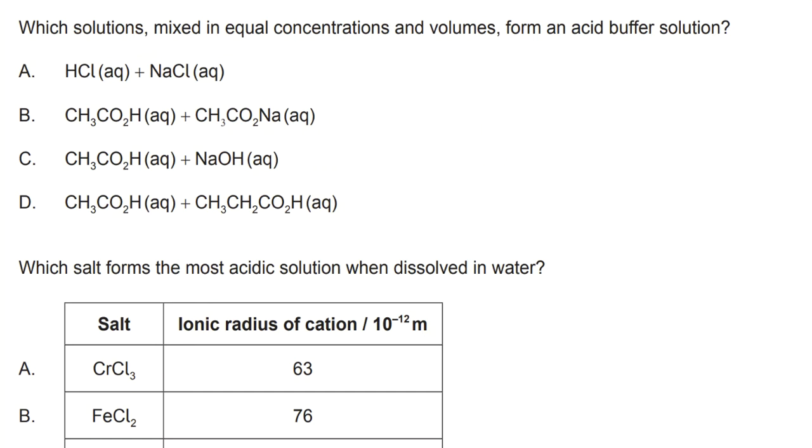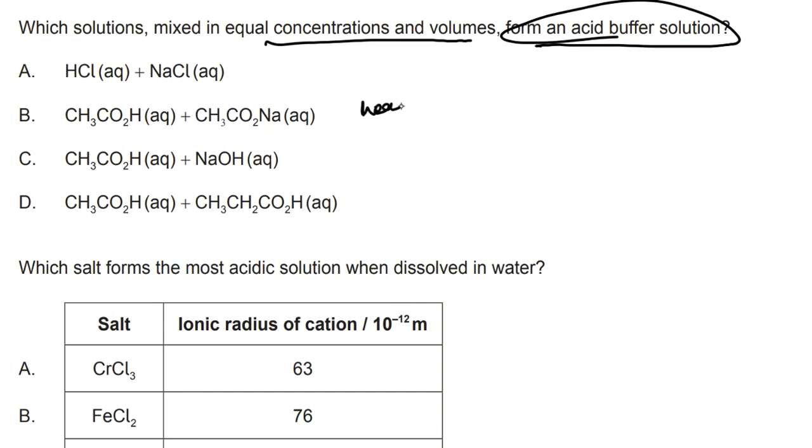Okay, next one. Which solutions mixed in equal concentrations and volumes form an acid buffer? An acid buffer means we can resist change, and it's going to be sort of acidic. To create an acid buffer, you need a weak acid plus a salt of its conjugate base. So we eliminate hydrochloric acid because it's strong. Ethanoic acid, I believe, is definitely correct. I've heard of this buffer. So I think it's going to be B for this one.